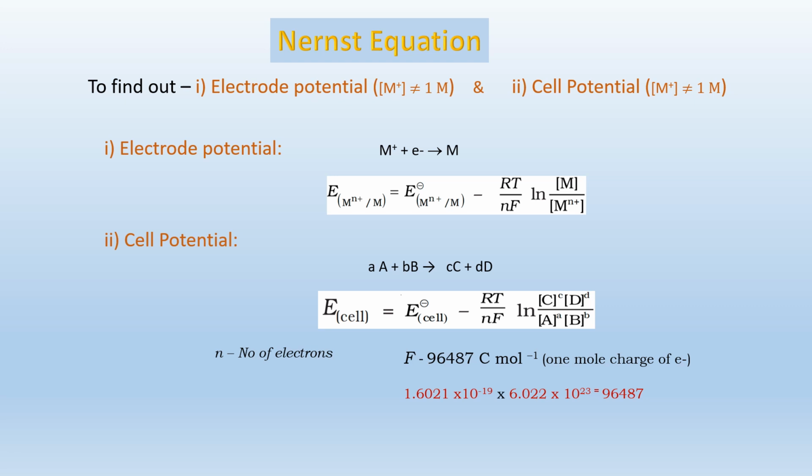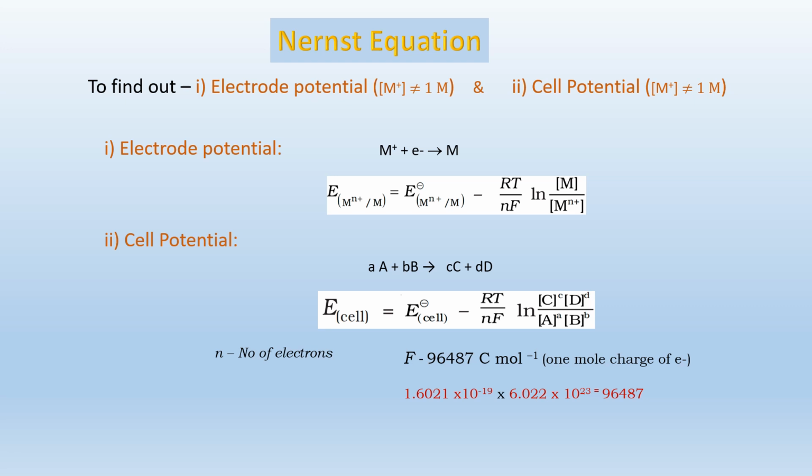So the equation to find out the electrode potential between the metal ion and the metal is E equals E naught minus RT by nF ln of metal concentration to the metal ion concentration, that is, product concentration to the reactant concentration. Which is a product? Metal is a product. In the first equation, I have given the metal as a product and the metal ion as a reactant. Product concentration to the reactant concentration, right?